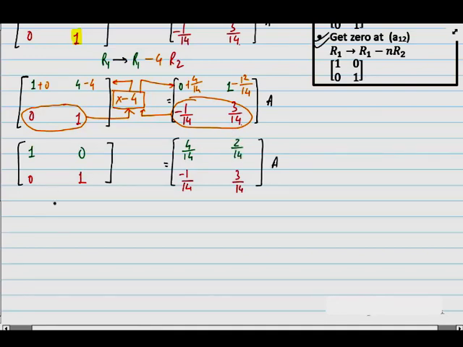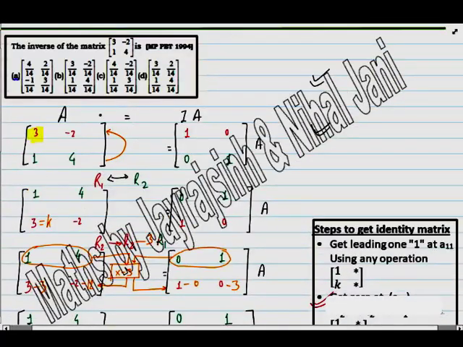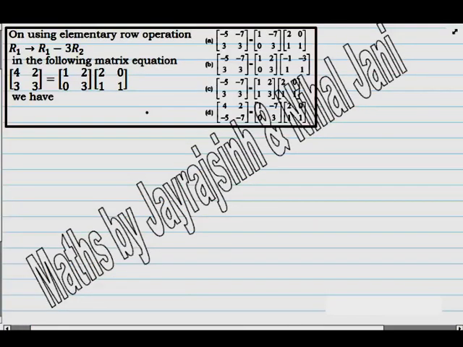So yes, we get I is equal to A inverse into A form, which suggests that our inverse of matrix is 4 by 14, 2 by 14, minus 1 by 14 and 3 by 14. Option A is your final answer. Ta-da!